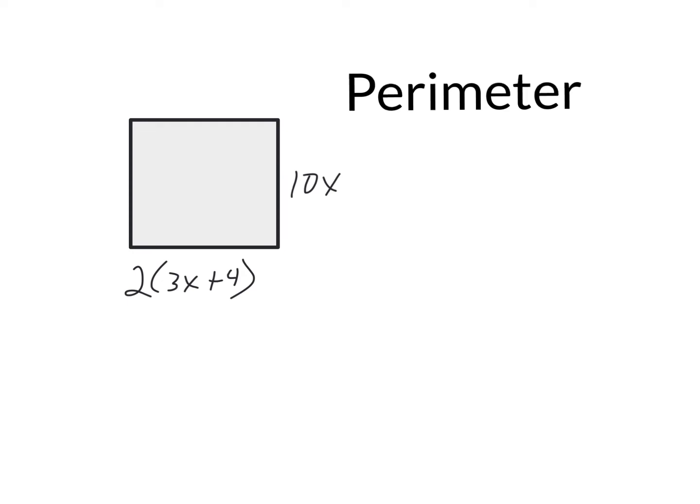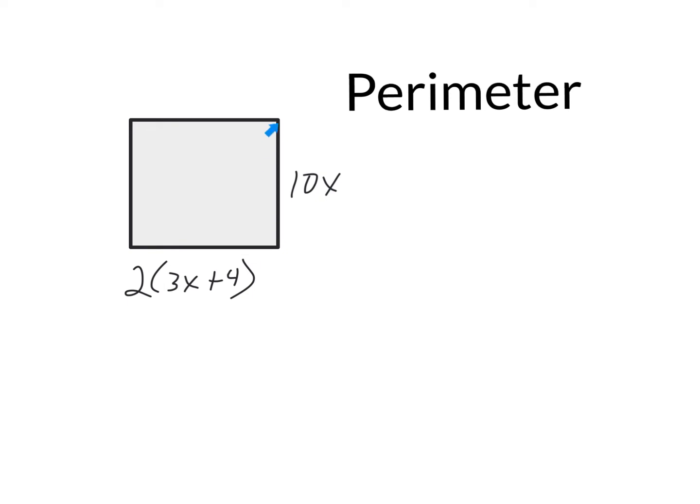So in this video, we are going to be finding the perimeter of this square. Now, this square has measurements that are algebraic expressions. So we have 2 times 3x plus 4 equals 10x. So before I can find the perimeter, I have to know the value of x.